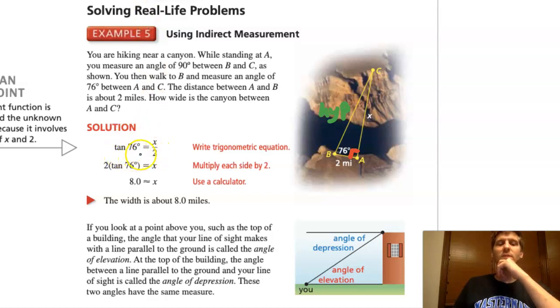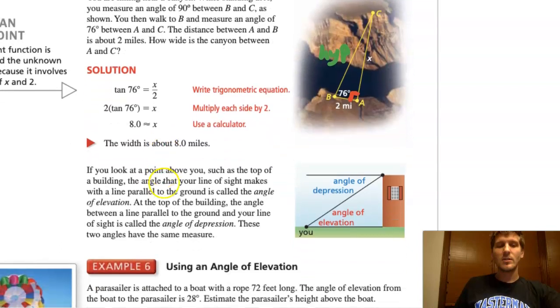The tan of 76 degrees equals the opposite over the adjacent, x over 2. Multiply by 2, calculate, it's approximately 8 miles. Not too bad.